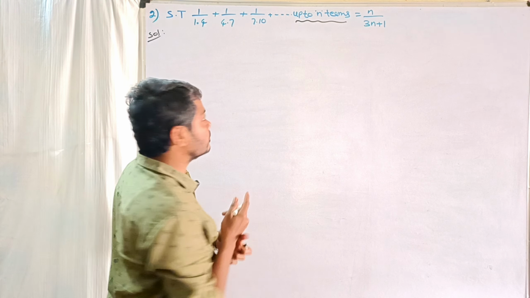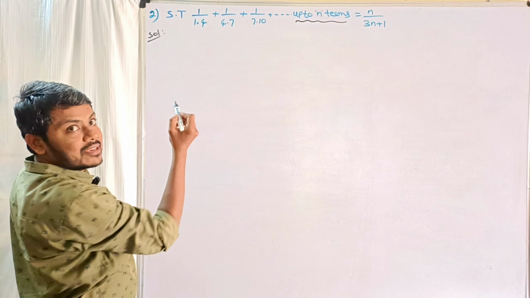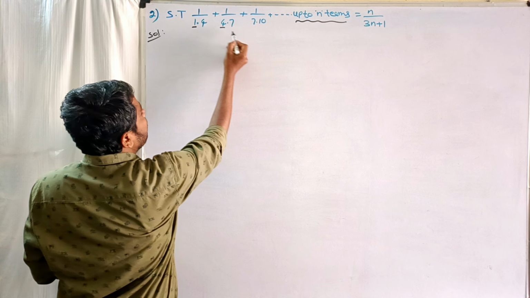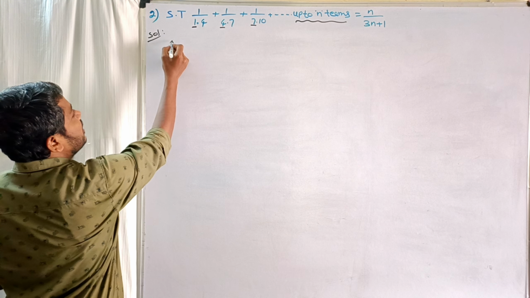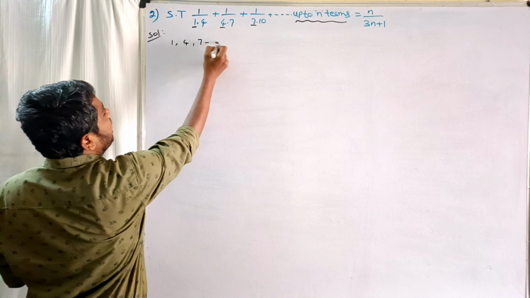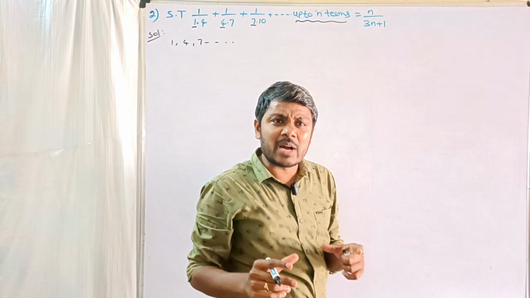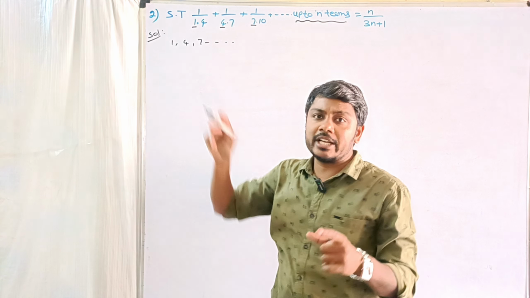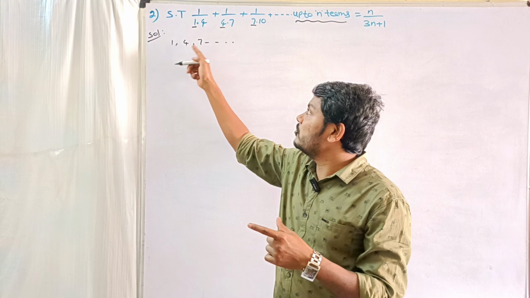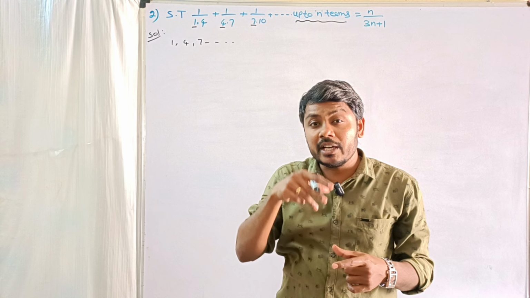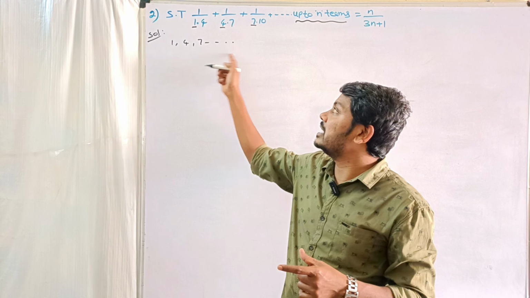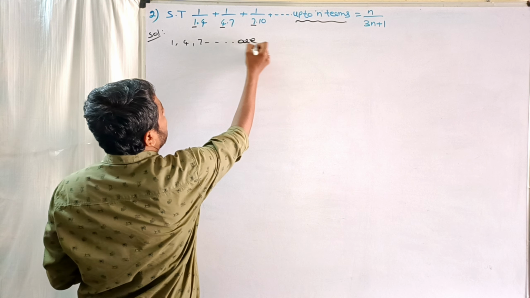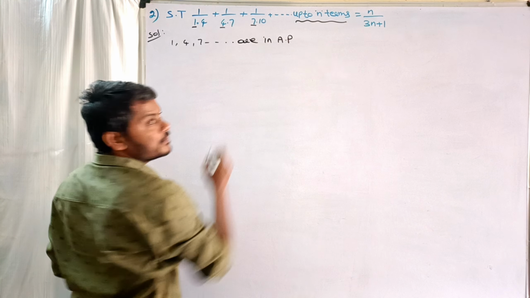For finding the nth term, once you observe the given series, consider the first terms. What are the first terms? 1, 4, 7. Clearly 1 comma 4 comma 7 comma and so on. So what is the common difference here? Means the difference of two consecutive numbers. 1 and 4, difference 3. Difference between 4 and 7, 3. If the common difference is the same, then we can say that the given series is in AP.